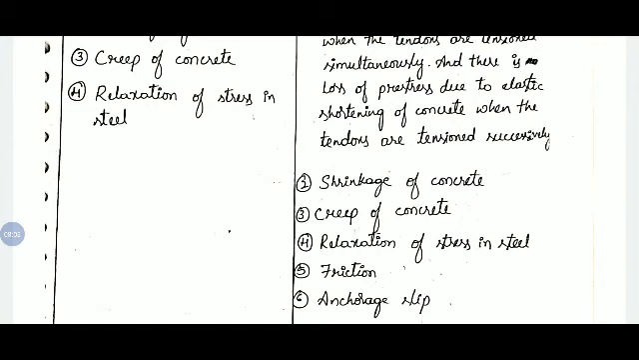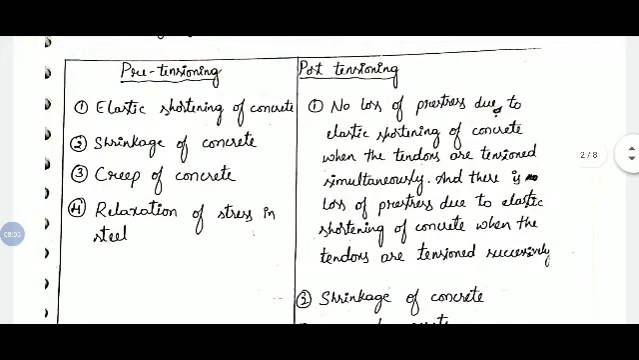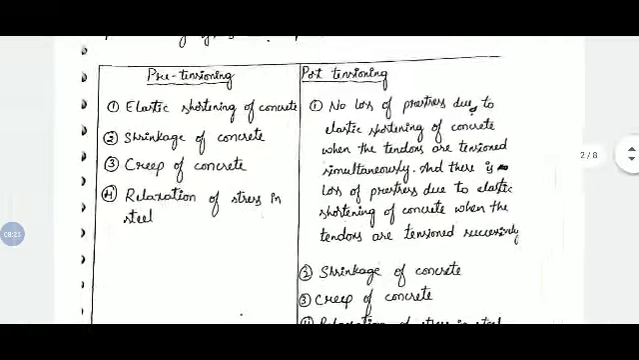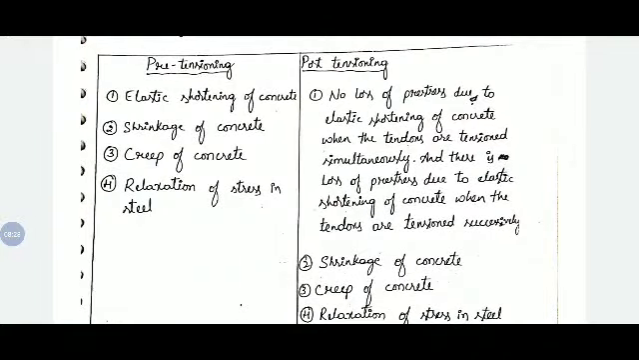Then anchorage slip. And remember, while solving the problems, if it is given to calculate the total losses, and he has just mentioned pre-tensioning, the member given is a pre-tension member, then you have to calculate these 4 losses. If it is post-tension, then you need to calculate these 6 losses.